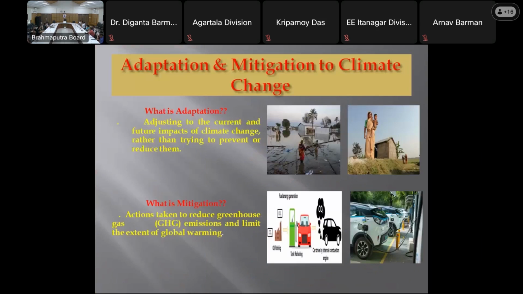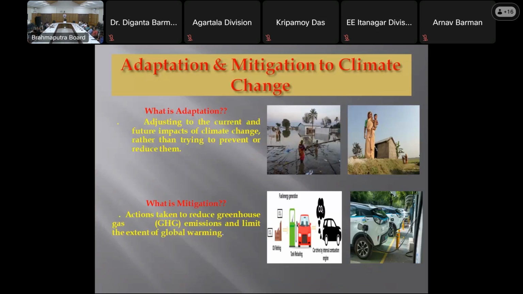Now, adaptation and mitigation to climate change. What is adaptation? Adjustment to the current and future impacts of climate change, rather than trying to prevent or reduce the cause. These two pictures have different meanings. One picture shows houses under flood, and due to this, we have to construct houses in the remote area on high-rise land.